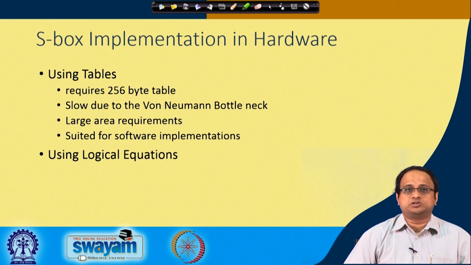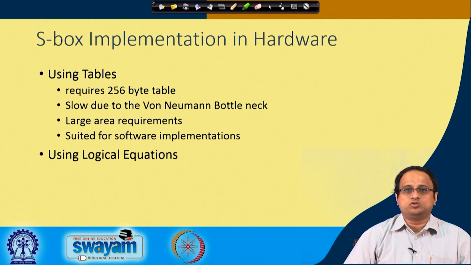But this design would be slow due to what is called the von Neumann bottleneck. If you remember, I told you in the first class that there is a big gap between the processing speed that your CPU enjoys and the memory access time, because the memory access time is inherently much slower compared to your CPU processing delay. And that is why we have what is called the memory wall.